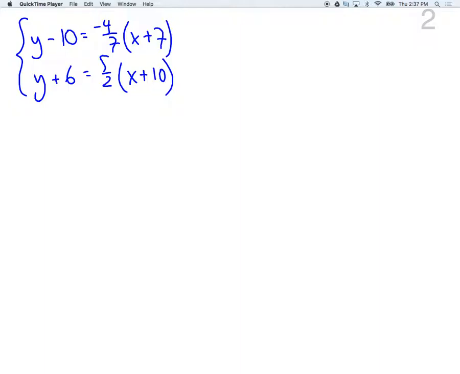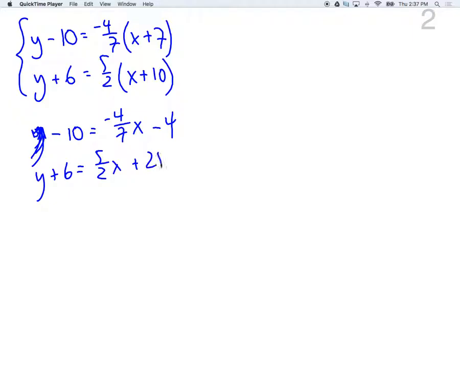You ready? Sure. Okay, here we go. And right now we're going to start here. Y minus 10 is equal to negative 4/7 x minus 4. Oh, this is working out nice. And y plus 6 is equal to 5/2 x plus 25. Oh, this is no fun. This is too nice.